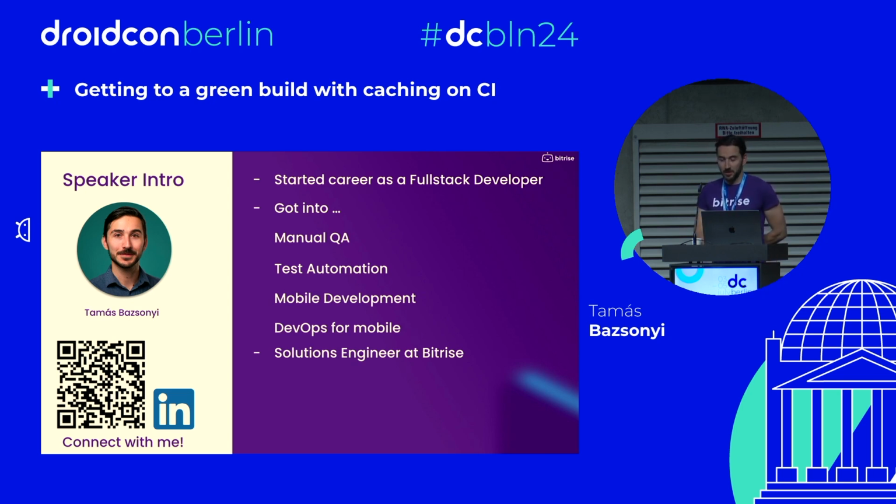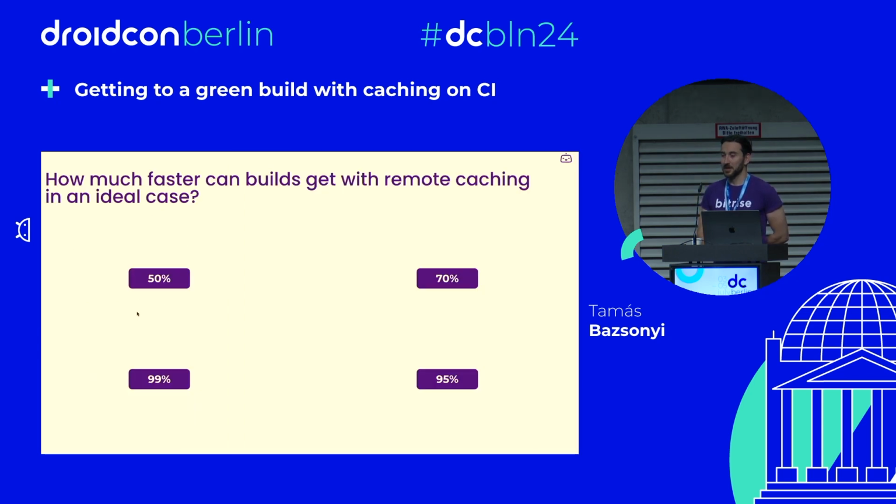So let's start with a bit of a question. This is a small quiz. Let's just look at how much faster can builds get by integrating remote caching in an ideal case scenario. And I would just like to ask everybody to raise their hands when they hear the answer that they think is correct. There are a couple of plushies down there that you can win if you select the right answer.